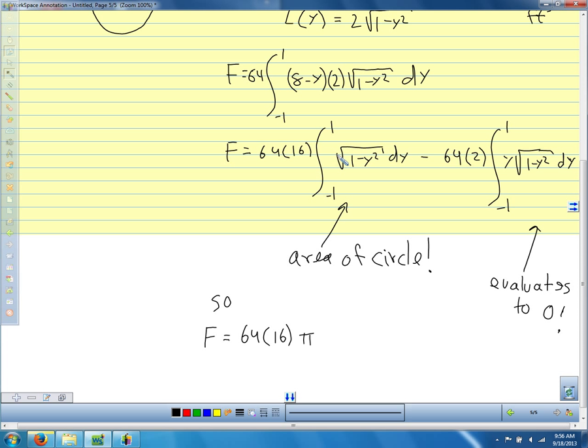Questions on that one? Okay, again, the important thing with fluid force: your depth is positive. You have to find the horizontal width of your rectangle in terms of y to integrate. And you're integrating only over the region of whatever the vertical surface is that is in the water.